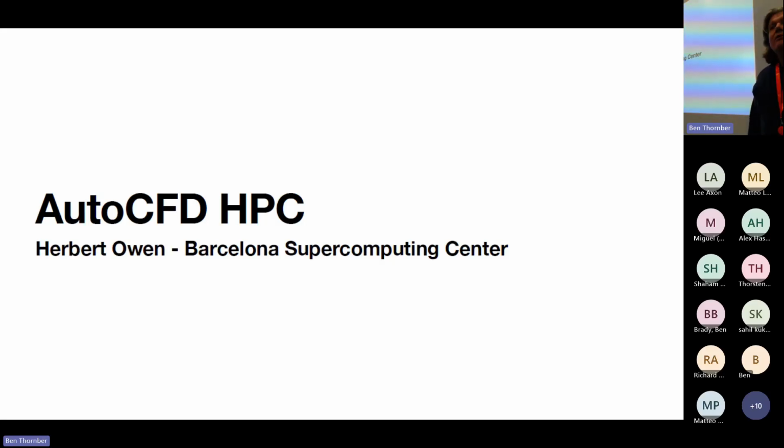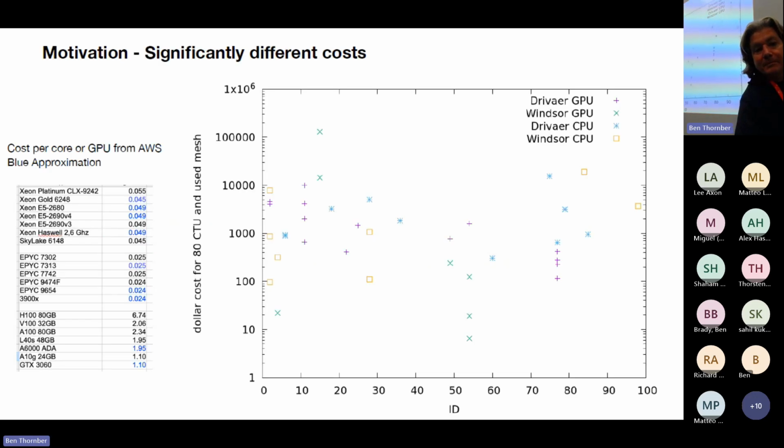Okay, so, as I said before, I'm going to try to summarize the cost and compare a little bit between the different simulations, CPU and GPU. The motivation: here I have some numbers that Neil shared with me. These are numbers from AWS. Perhaps they are not perfect.